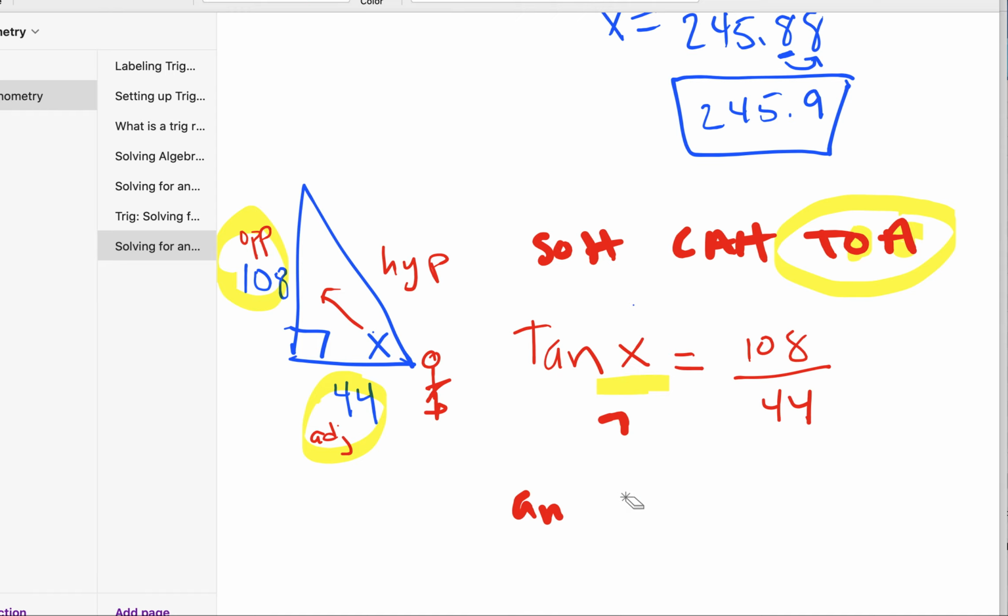All right, so here we have an x which is stuck to tangent. In this case, to remove it and make x stand alone, we're going to do the inverse, or the opposite. So the opposite of tangent is to do tangent to the -1 on both sides. That cancels out our tangent and leaves x by itself. But it also tells us exactly what to put in the calculator.